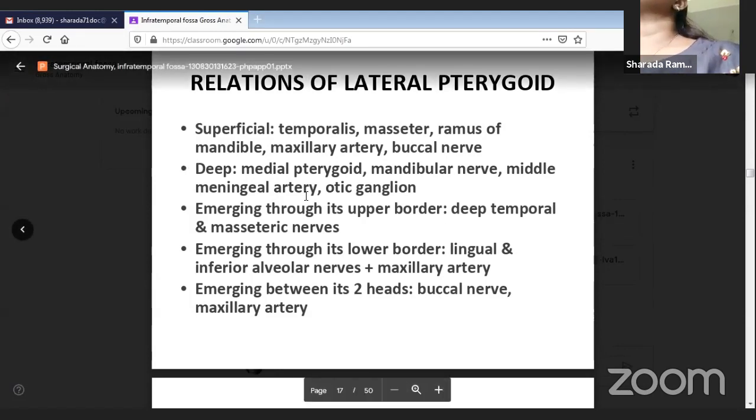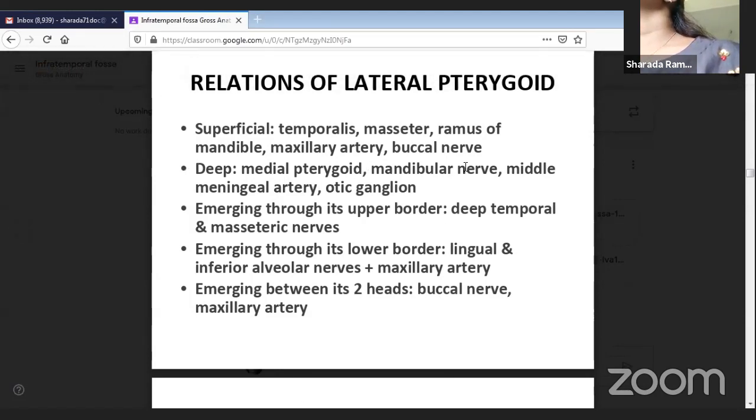Now, deeper to that, you're going to get the medial pterygoid, then the mandibular nerve, and the middle meningeal artery with the otic ganglion. So the nerve to medial pterygoid will have the otic ganglion. Of course, the mandibular nerve is very closely related to the nerve to medial pterygoid. You have some structures which will go above and down. One which is going to come from its upper border are the deep temporal and masseteric nerves.